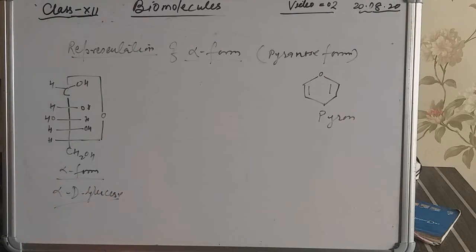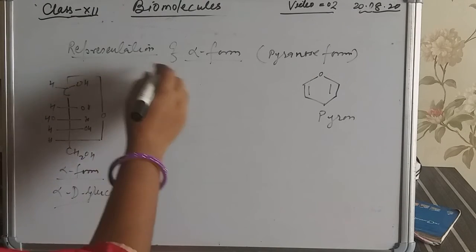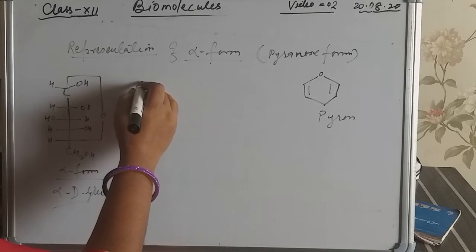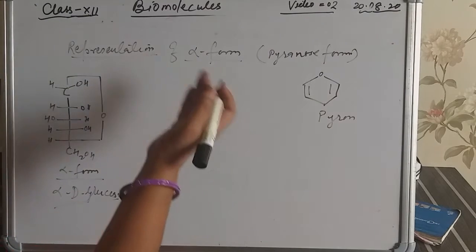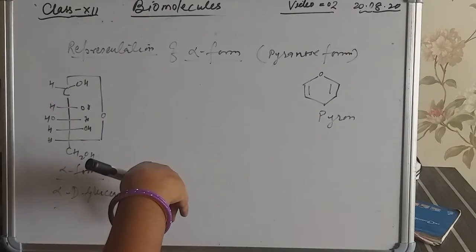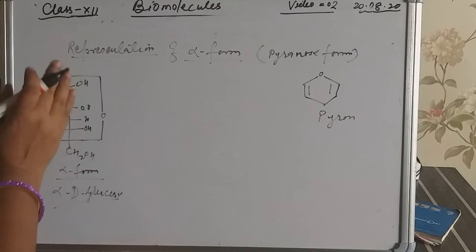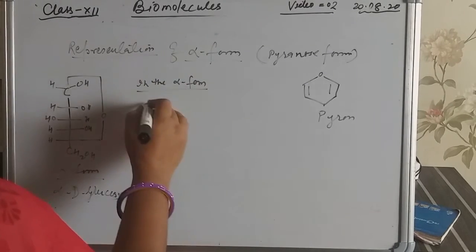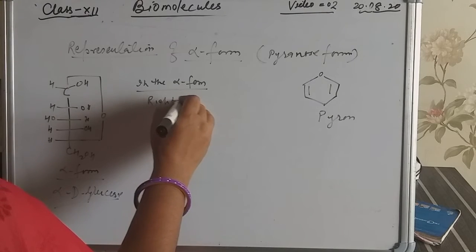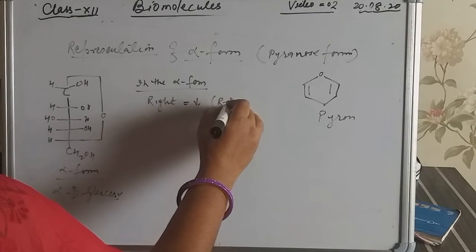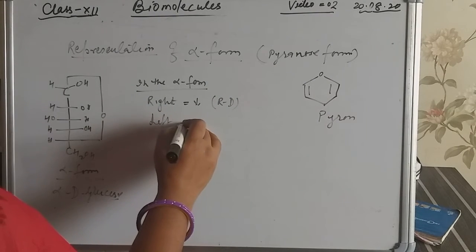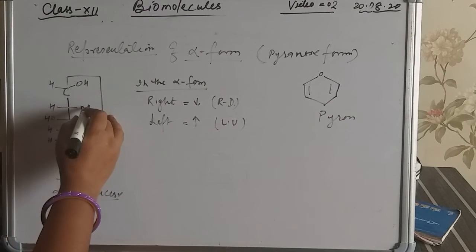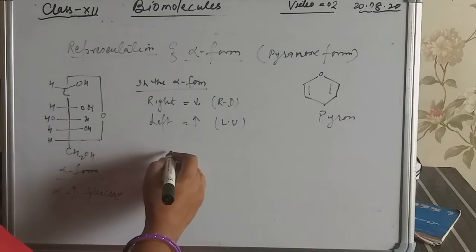Alpha D glucose. So the process to form the Haworth projection in the cyclic form: in the alpha form, the right side OH group goes down, and the left side OH group is kept on the upper side. So in the alpha form, right down, left up, right down, left up, right down, left up. So let's draw the structure.